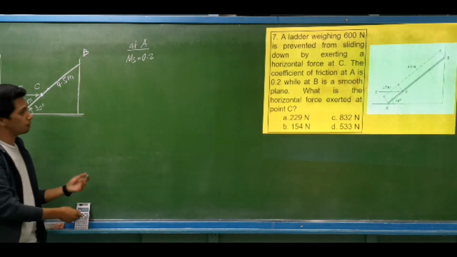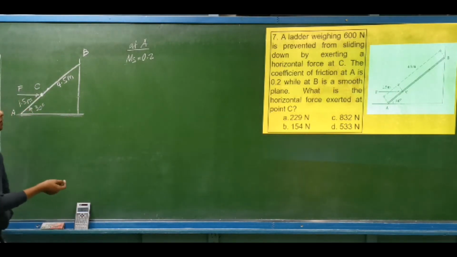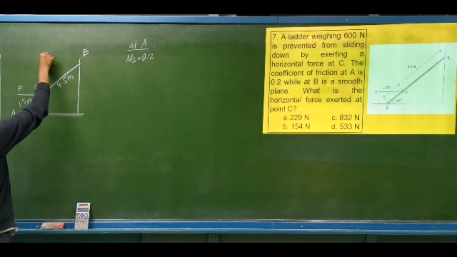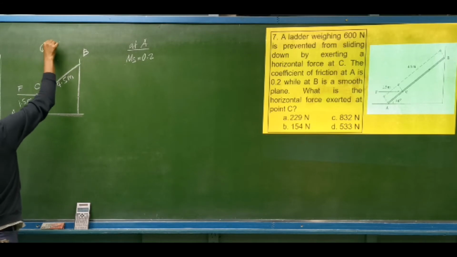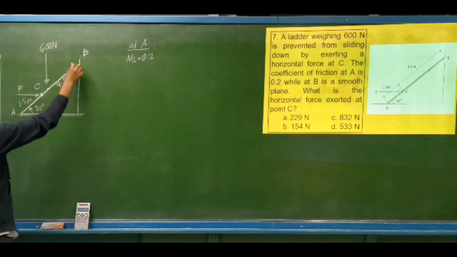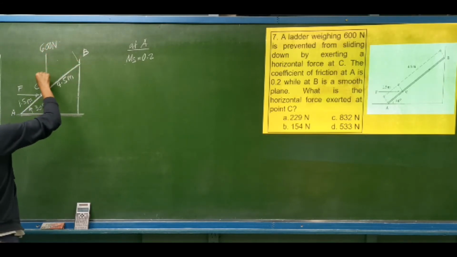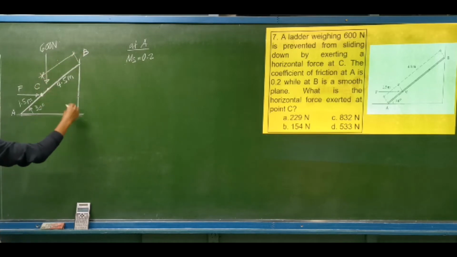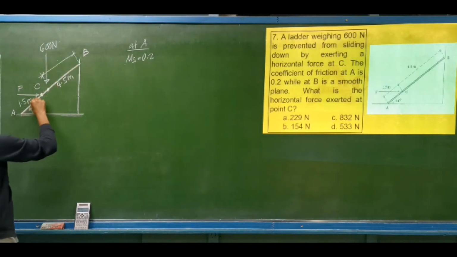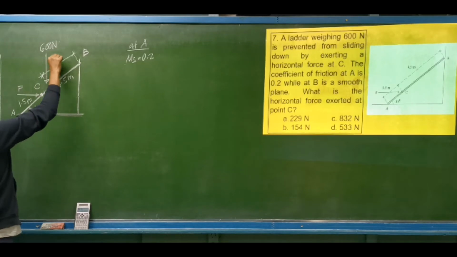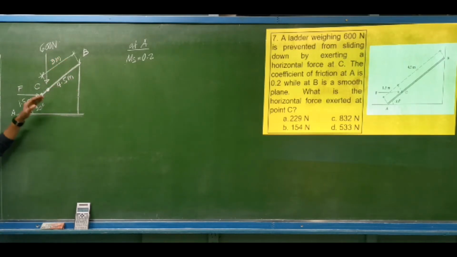Before we proceed with our solution, let us first establish the forces. The first one is the weight of the ladder, which is 600 newtons. It is assumed to be acting at the mid-length. If we have a self-weight, it should be acting on the mid-length of the ladder, or its centroid. So this is at a distance of 3 meters from point B or 3 meters from point A.